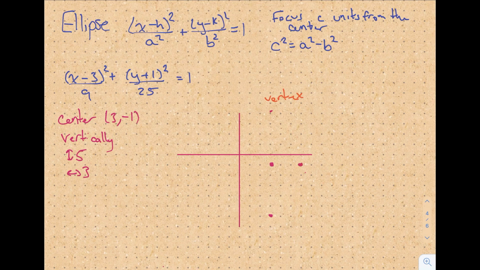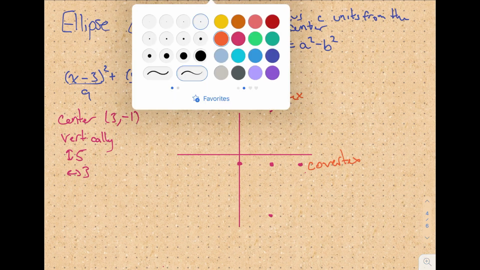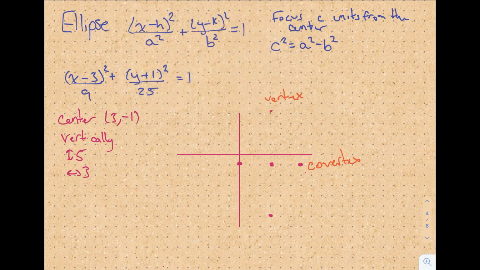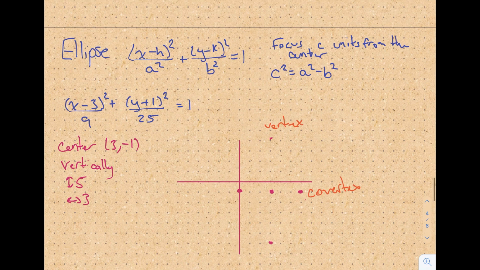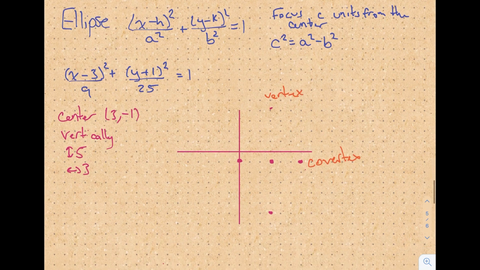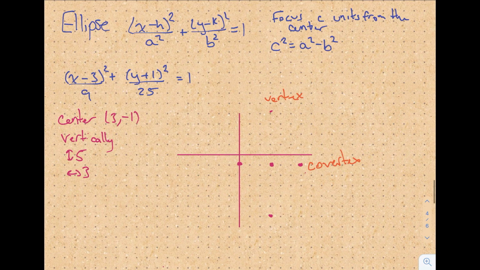So now we'll go left and right 3. These are our co-vertices, our co-vertex points. Those are always the ends of the minor axis. So now we can sketch our ellipse. Let me try again. Good enough. This is roughly our ellipse.